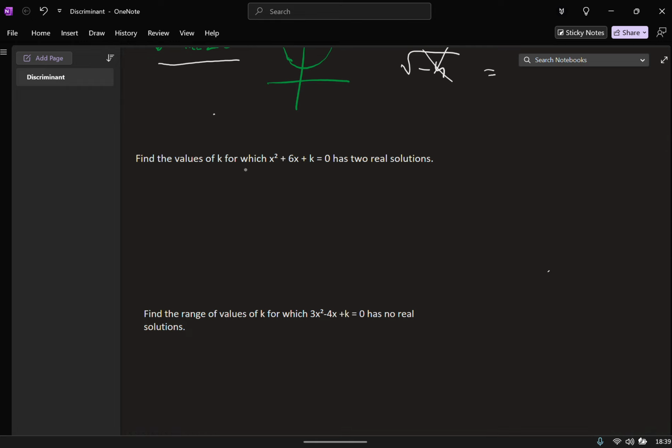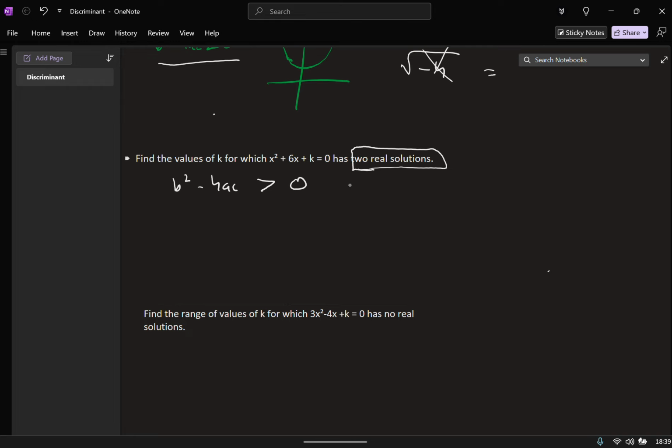Find the values of k for which x squared plus 6x plus k equals 0 has two real solutions. Now what does that tell us? Immediately we know our discriminant is going to be positive. So let's write that down: b squared minus 4ac is going to be greater than 0, which shows that it's positive.